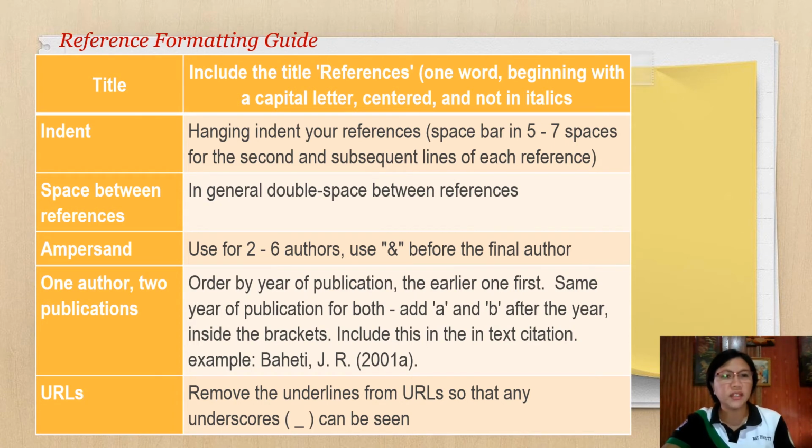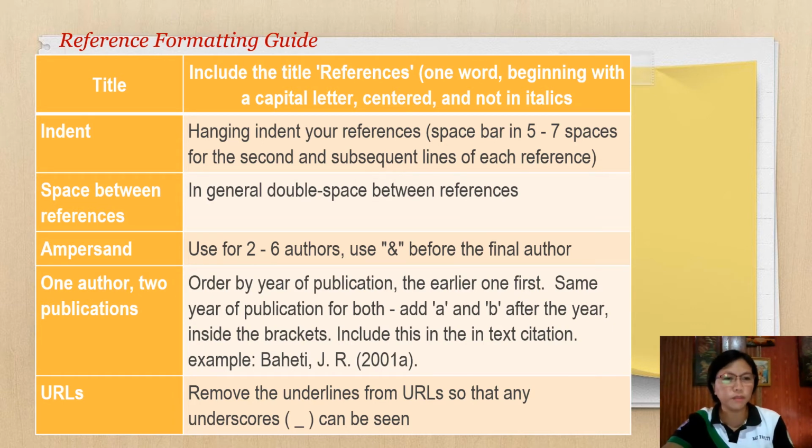For the indentation, hanging indent your reference, so we are going to use the space bar 5 to 7 spaces for the second and subsequent lines of each reference. The space between references, in general, double space between references is advised. For the ampersand, for 2 to 6 authors, use the ampersand before the final author.